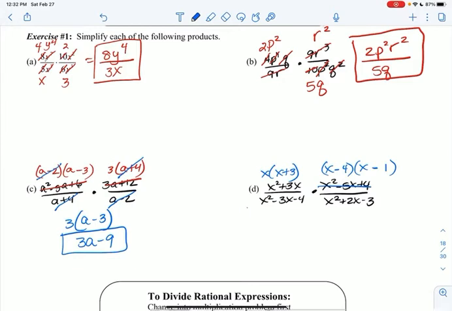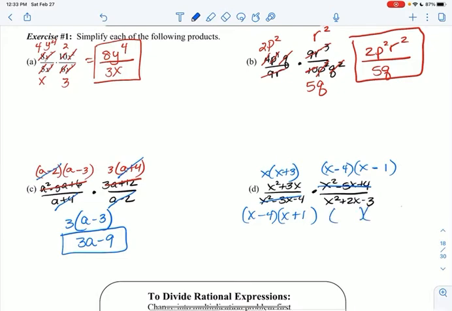I got another trinomial on the bottom right. Again, the factors of 4, 4 and 1, but this time I want them to give me a -3 in the middle. And they will if the signs are different, if it's a -4 and a +1. And then x squared plus 2x minus 3.